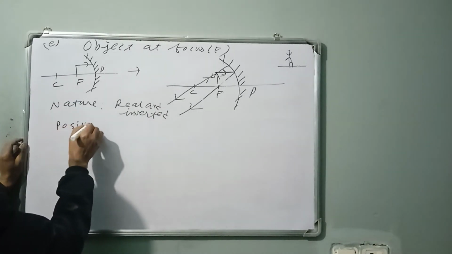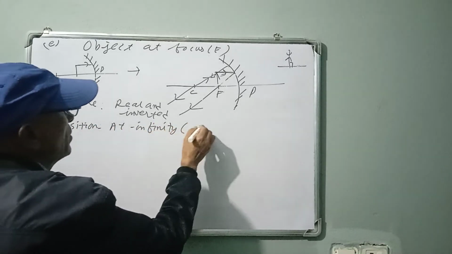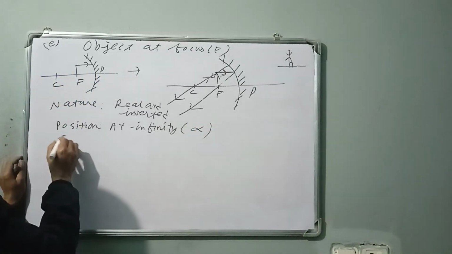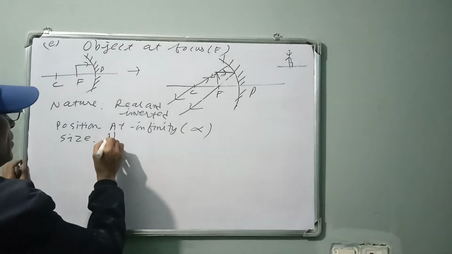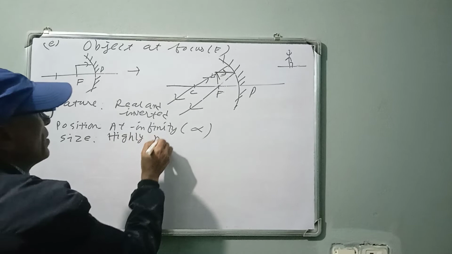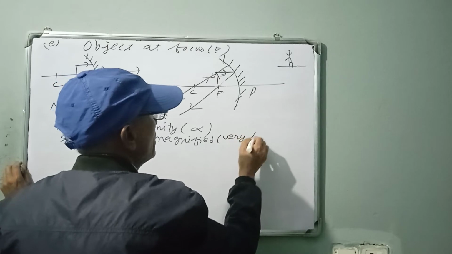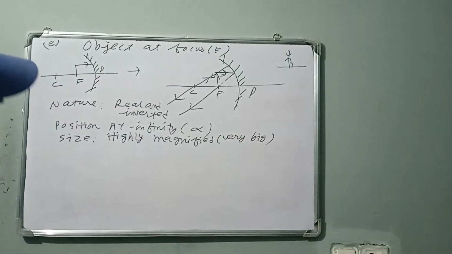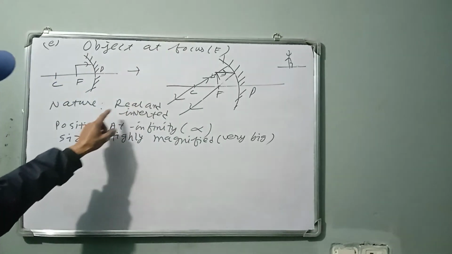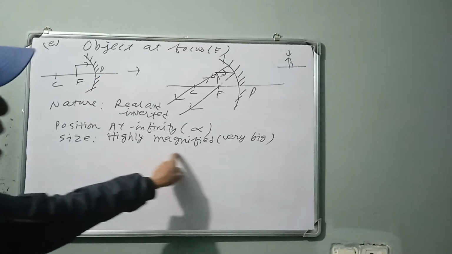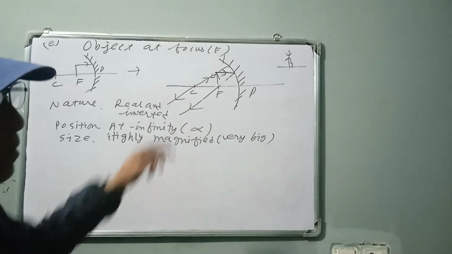Position: at infinity. Very far away, at infinity. Size: not highly diminished, highly magnified. Size is highly magnified, meaning very big. See, if an object is placed at the focus, a real, inverted and highly magnified image is formed at infinity on the same side.